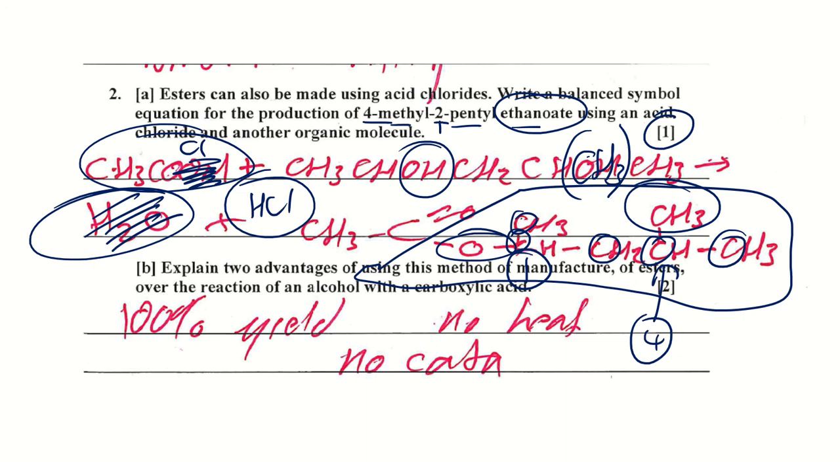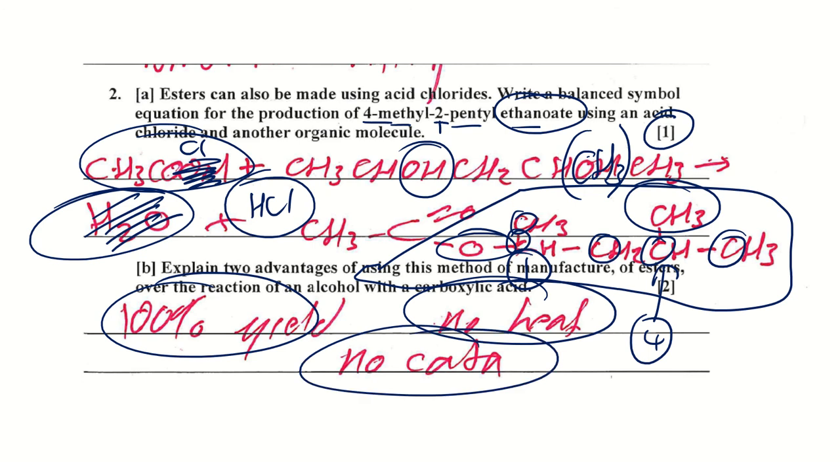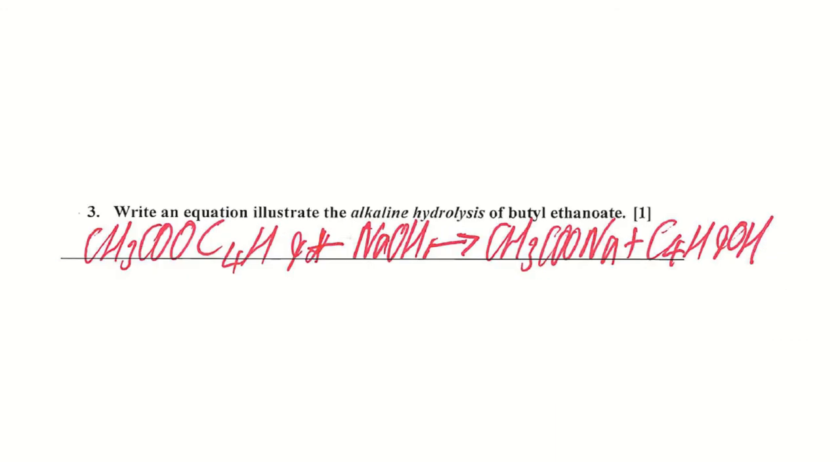Right, so you then had to talk about the advantages of making an ester by this reaction instead of making an ester by using carboxylic acid and an alcohol. This reaction gives you a 100% yield. You don't need to heat it, and there's no catalyst involved. So those are the 3 advantages. A lot of people got the 100% yield. Quite a few people didn't get the other 2 advantages of using an acyl chloride and an alcohol to make an ester as opposed to a carboxylic acid and an alcohol.